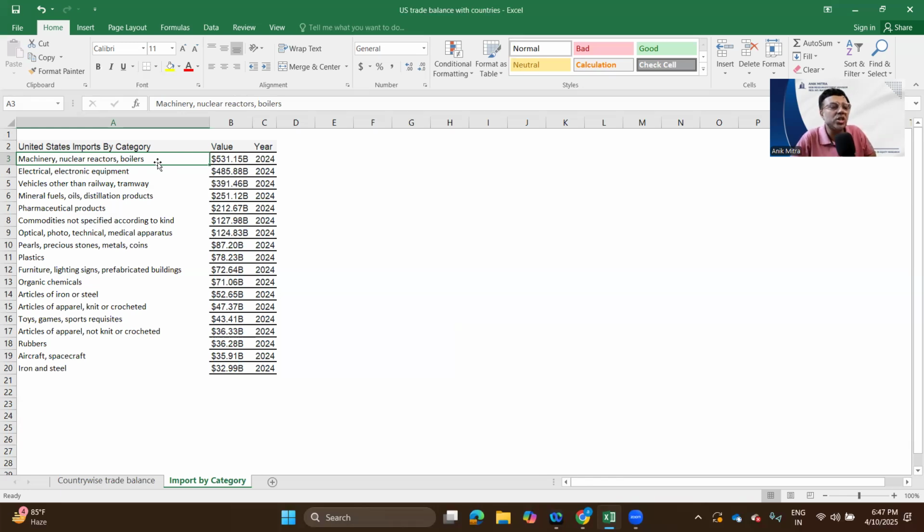Now the question is, with this type of import dependence, how can the US think of balancing trade? See, basically the US wants to balance this trade with their crude and their natural gas, which is a big contributor to their economy.